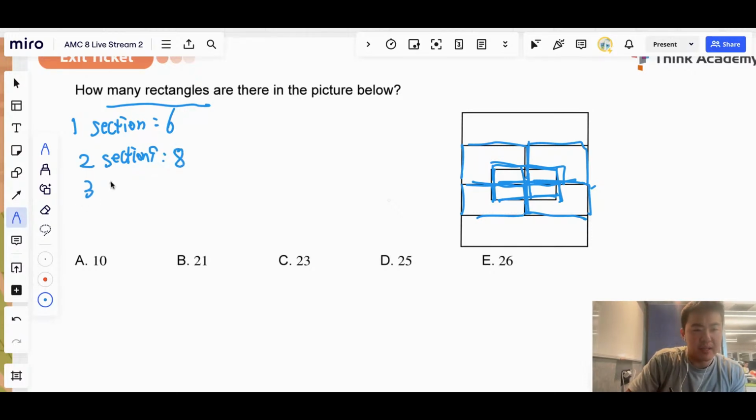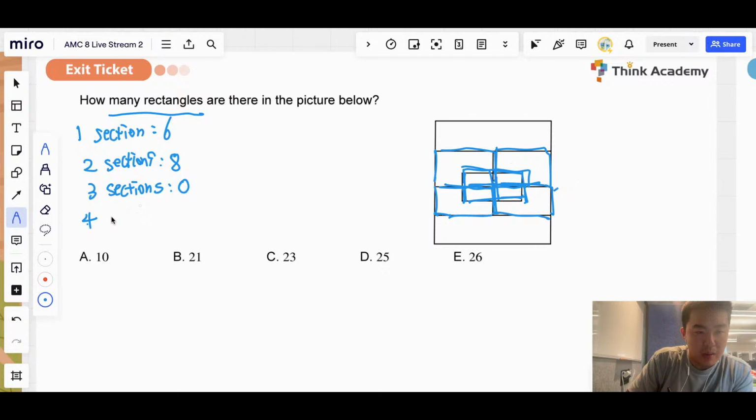So think about the number of 3 section rectangles. How many do we have? Nothing, right? We do not observe any rectangle that is formed by 3 sections. So 0 should be our answer for this type. And how about 4 section rectangles?